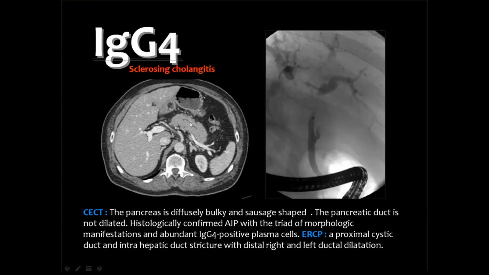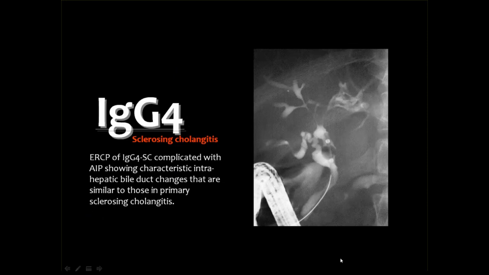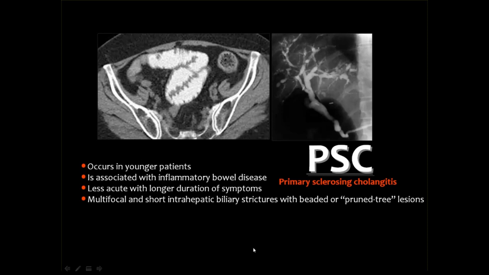This is the pancreas, which is swollen. The pancreatic duct is not dilated. ERCP showed a long stricture in the proximal part of the common bile duct, and maybe another one in its distal end, and you get multiple strictures within the intrahepatic biliary radicals. Another example of IgG4-related cholangitis, and you see the long appearance of the strictures within the liver.